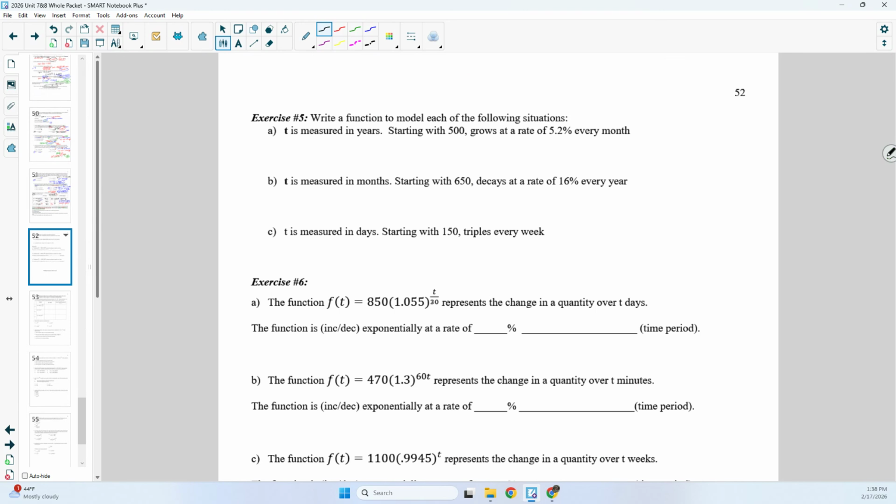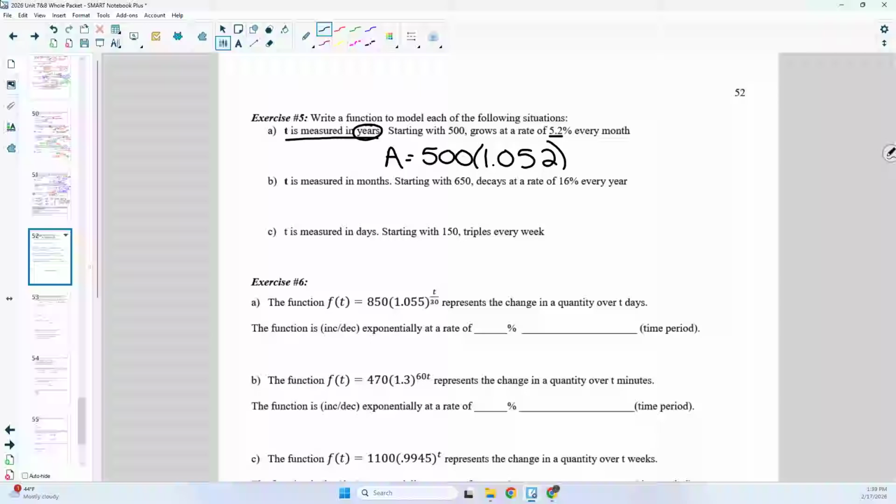It says, write a function to model each of the following situations. Also very important, what is t measured in? We're in years, so I'm just going to write a equals. We're starting with 500. We're growing at 5.2%, so that's going to be 1.052. And the growth is happening every month. This is more often than a year, 12 times more often, so we're going to write 12t.